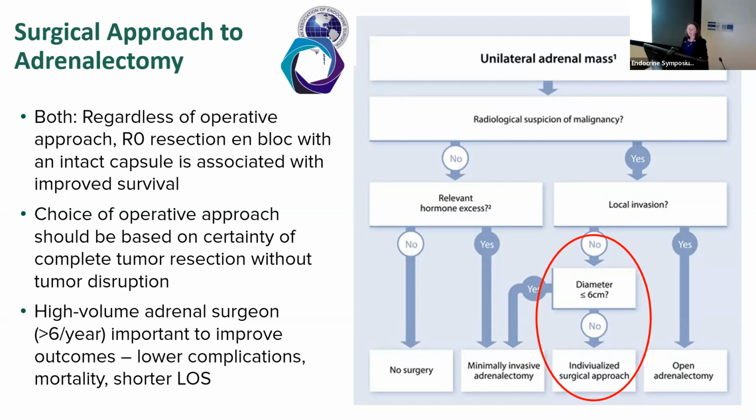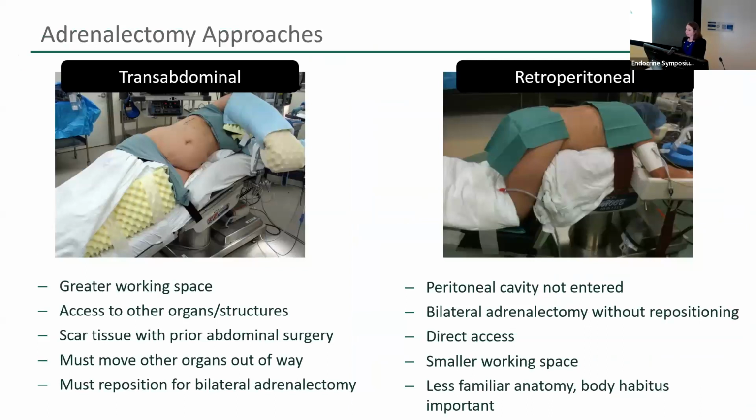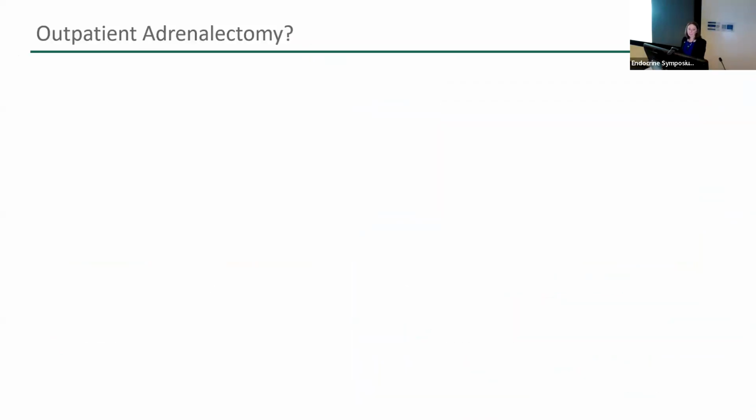And one thing I will highlight where we deviate from this diagram taken from the European guidelines is that it says, if it's not locally invasive and the diameter is less than 6 centimeters, definitely go for MES. If it's 6 centimeters or more, then you individualize the surgical approach. We're pretty aggressive about a minimally invasive approach for even very large adrenal lesions. I think I took out a 16 centimeter benign mass minimally invasively, but really trying to push that envelope. We do the full gamut of adrenalectomy approaches, both laparoscopic and robotic.